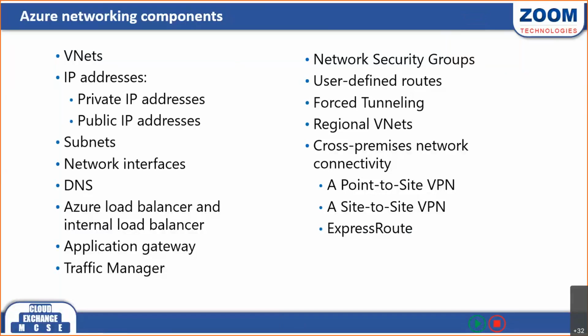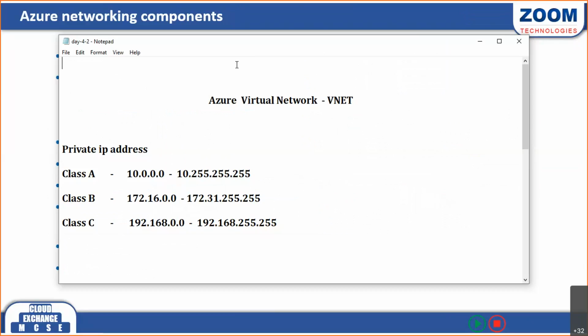We have seen that for private IP addresses we have three classes: class A 10 dot network, class B 172.16 network, and class C 192.168. These private IP addresses we can use in the LAN, in the WAN, and in the cloud also. When you're creating your private network on-premises or in the cloud, we can use these ranges. Apart from these three ranges, the other IP addresses are called public IP.